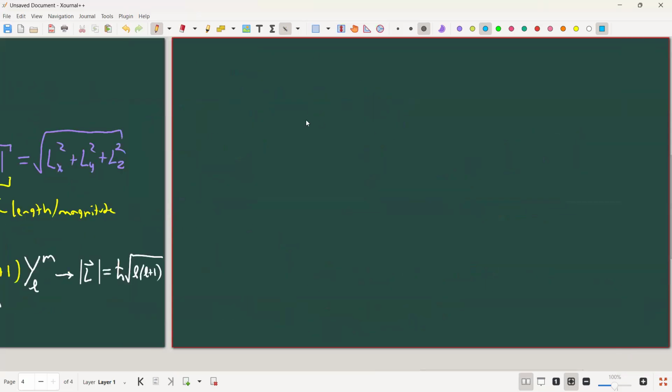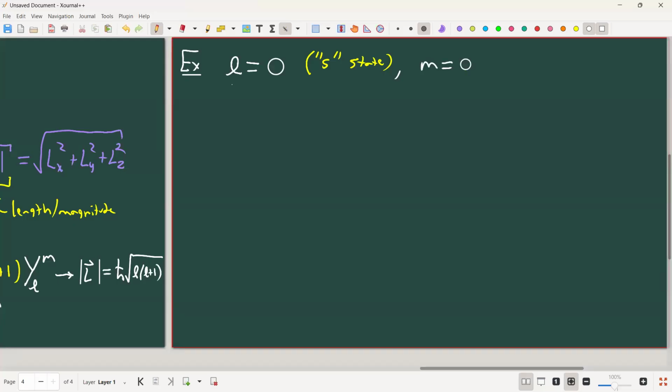Okay, so let's just look at a couple of examples. Let's draw some vectors for different states and see if we can get a sense of what these different states look like from the point of view of just motion. So we'll look at the L equals 0 state. This is what we call the S state. The only allowed value of this is m equals 0.